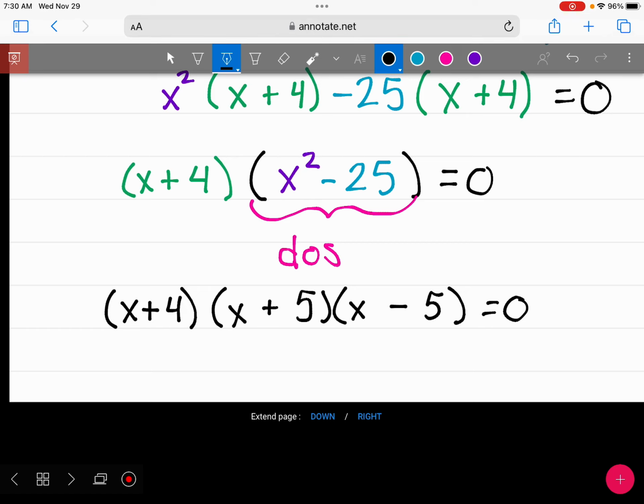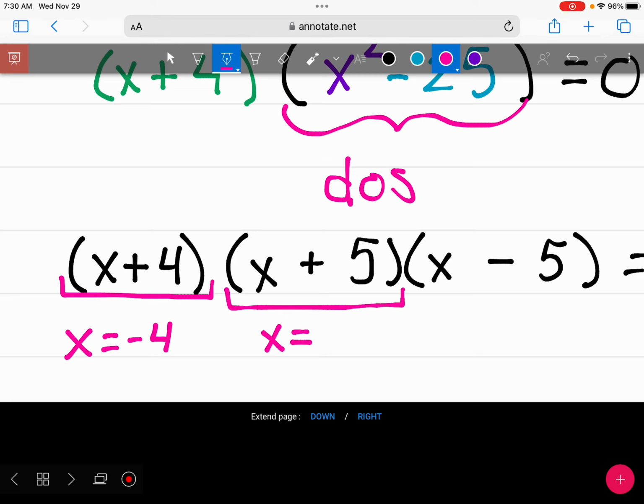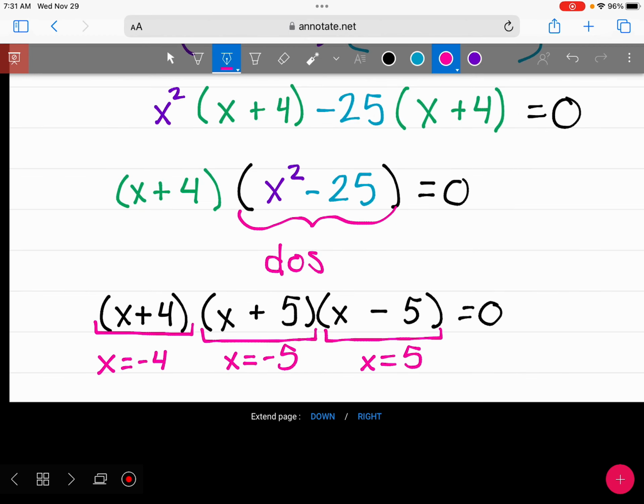And we are almost done with this because all we need to do is figure out our solutions here, our roots, our zeros, our intercepts. So for this first piece, what's our solution? What does x equal when this is 0? Negative 4. On this next piece, what does x equal when it's 0? X equals negative 5. And on this one, positive 5. So our solutions, our roots, our zeros, our x-intercepts on this one are negative 4, negative 5, and positive 5.